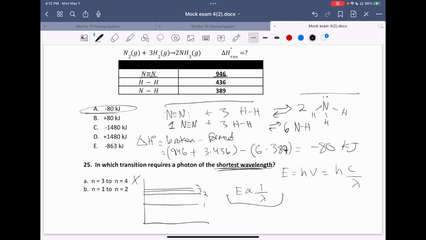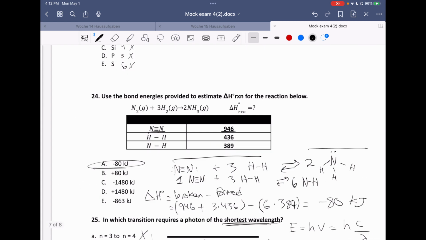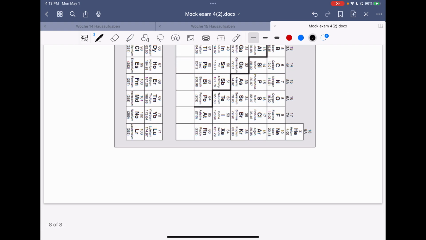And then we have a contender for 1 to 2, which is just here. And then our other one is 1 to 3, which is going to be more energy, which is the shortest wavelength. So we want to enter choice C. And that's it.